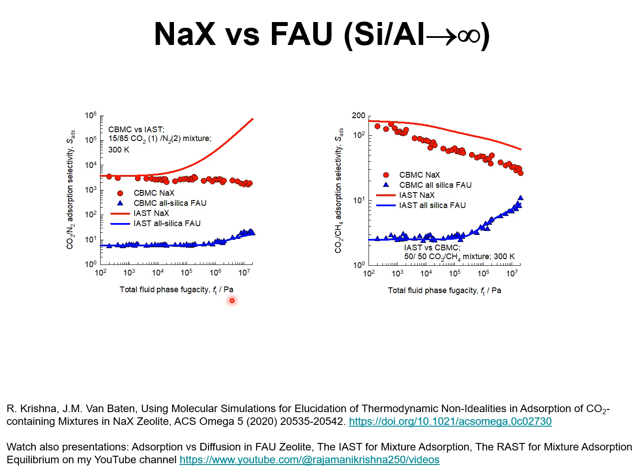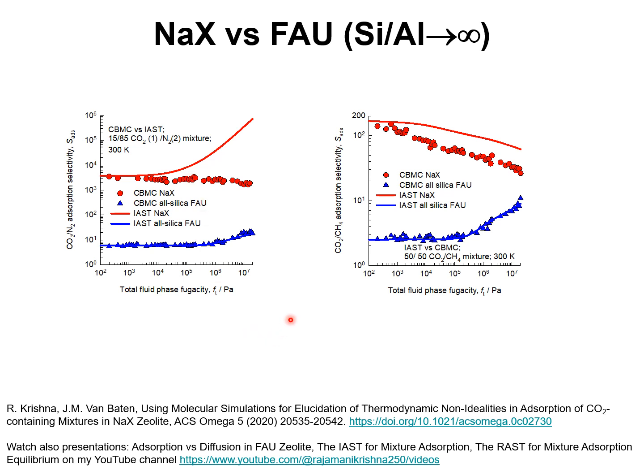These simulations are carried out for various bulk fluid phase fugacities plotted on the x-axis. Note also that this is 1 megapascal and this is 10 megapascals. But even at say 100 kilopascal, we see that the IAST estimates are significantly higher, by about a factor 50 to 100, than those from CBMC simulations.